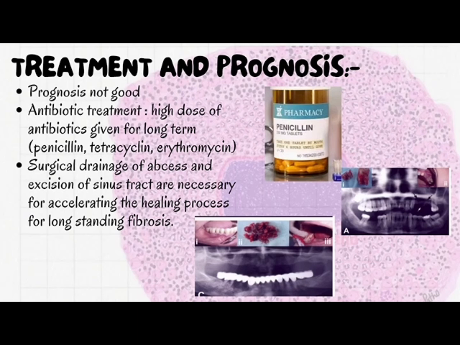The prognosis of the infection is often not good because of its aggressive nature and invasion into the bone and soft tissues. For treatment, we go for antibiotic treatment with a high dose of antibiotics given for a long time. The antibiotics commonly given are penicillin, tetracycline, erythromycin. Along with the antibiotic treatment, surgical drainage of abscess and excision of sinus tract are necessary for accelerating the healing process and for the long-standing fibrosis, as antibiotics alone can't be used as the treatment.